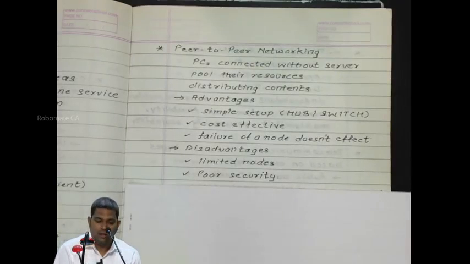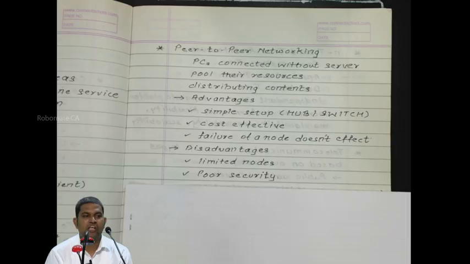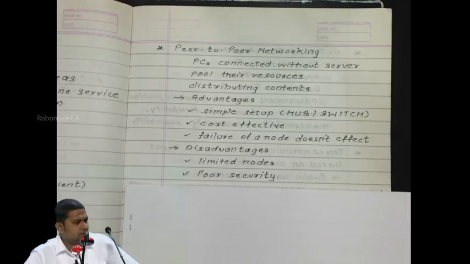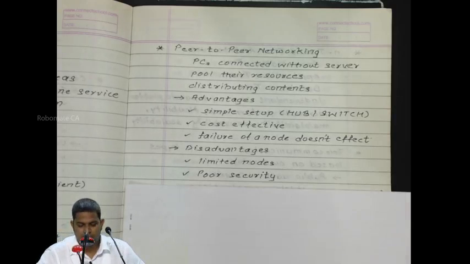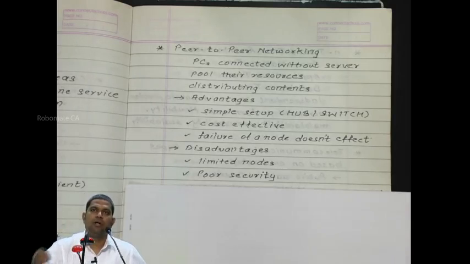We are continuing the functional classification of types of networks. And now we are moving to the second type of network in functional classification, and that is called peer-to-peer networking. Now what is this peer-to-peer networking? Before teaching you the concept of peer-to-peer networking, I would like to tell you, not a story exactly, but a story-like example.